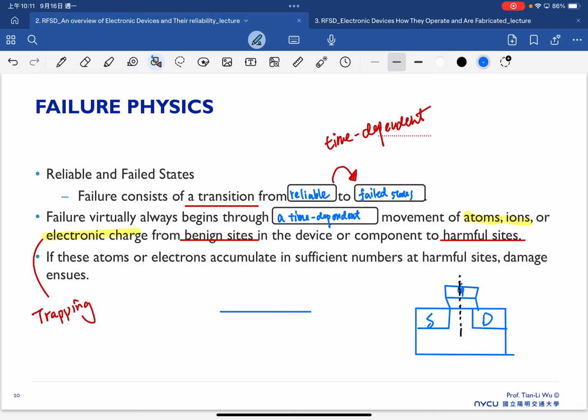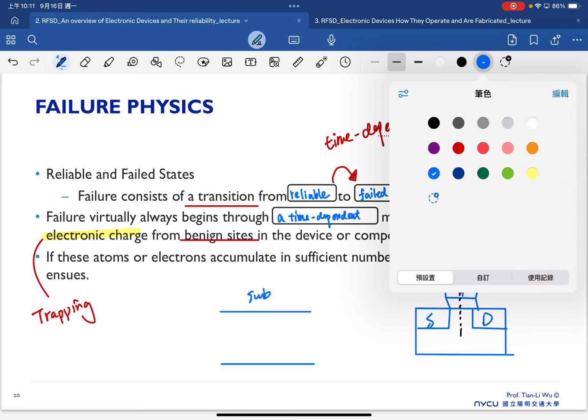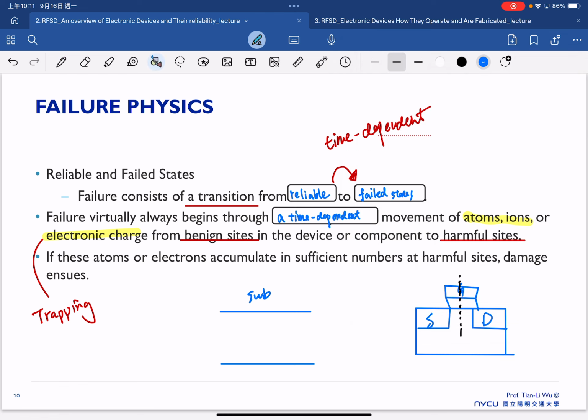We have the semiconductor, so that's our substrate, and on top of the substrate we have the dielectric. For example, in this case, it's silicon dioxide. Then in the band diagram, we usually define the top line as the conduction band edge, EC, and the bottom as the valence band, EV. The value between EC and EV is the band gap. This is the band gap.